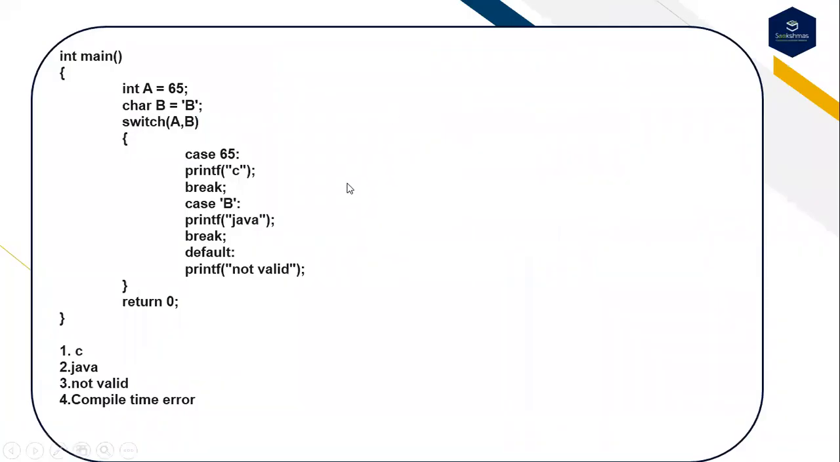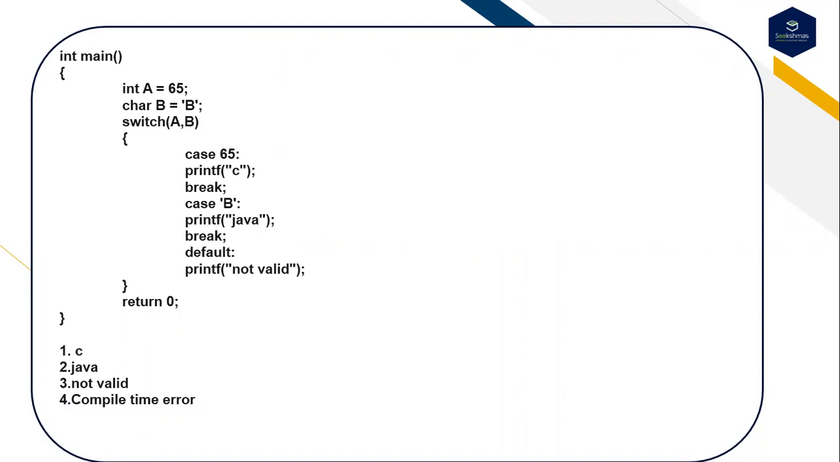This is the first question. int a = 65, char b = 'a'. Assign the uppercase of b. switch(a, b). If the first case is satisfied, it will display C. If the second case is satisfied, it will display Java. If none of the cases is satisfied, it will go for the default block. It will print not valid.